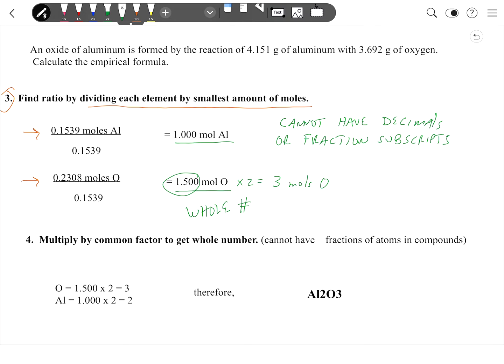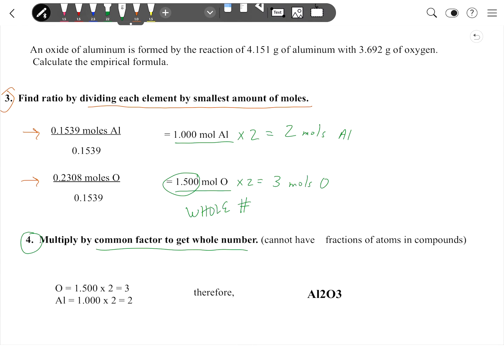And we can multiply the 1 mole of aluminum by 2, because what you do to one number you must do to the other, and that will give us 2 moles of oxygen. Oh, I'm sorry, aluminum, okay? So 2 moles of aluminum, fix that. Just like we have down here, we multiply by a common factor to get a whole number.